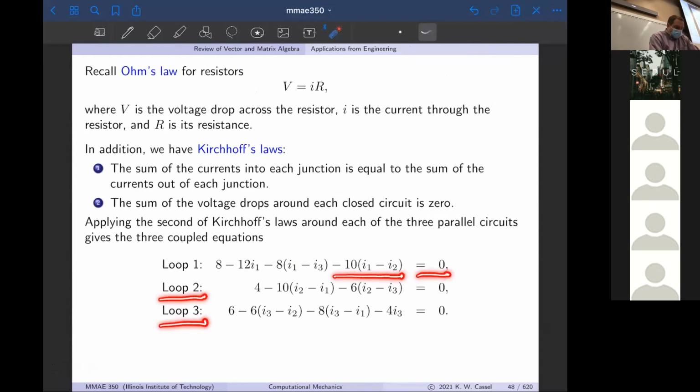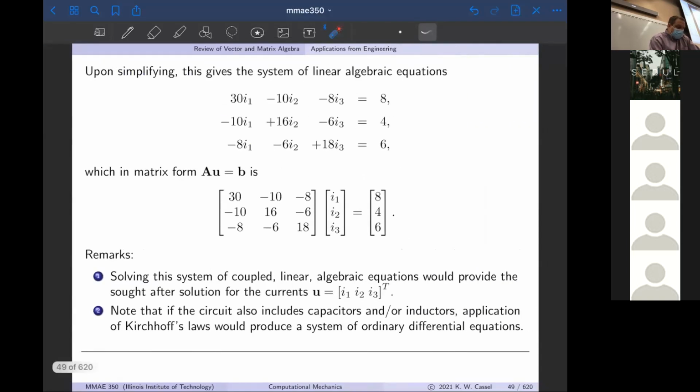Now look what happens. If I take and simplify this first equation, you'll notice I have an I1 here, an I1 here, and an I1 here. So if I simplify this, gather all the I1 terms together, all the I2 terms together, and all the I3 terms together, I get 30 I1 minus 10 I2 minus 8 I3 is equal to 8. That's just simplifying that first equation.